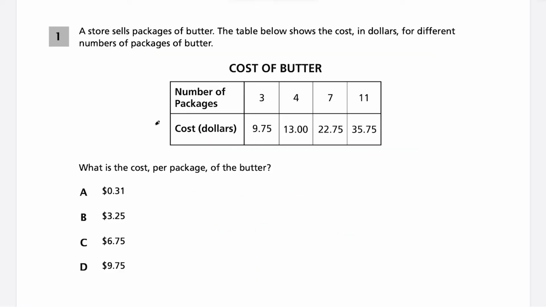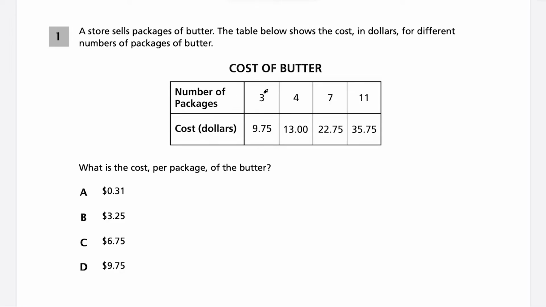Now let's get started. Question 1, a store sells packages of butter. The table below shows the cost in dollars for different numbers of packages of butter. So here's the cost of butter. We have number of packages and the cost in dollars. And we want to know what is the cost per package of the butter.